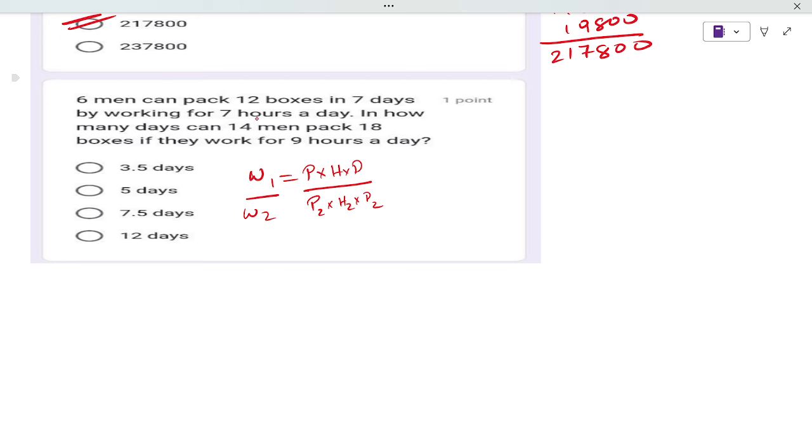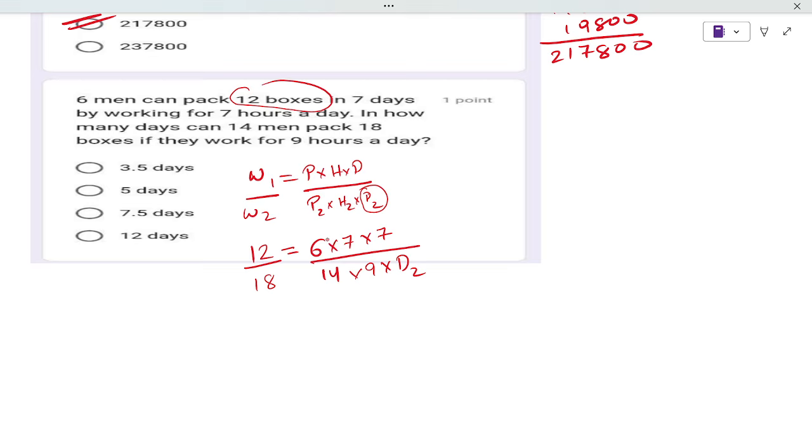6 men, 12 boxes. That means 12 boxes is the work. So work 1 is 12, with 6 men, number of persons 6 men, working for 7 days, number of hours 7 hours a day. How many days? That means D2. They're asking to find this one. 14 men, D2 divided by 14 men, 18 boxes, that's the work, into 9 hours a day.